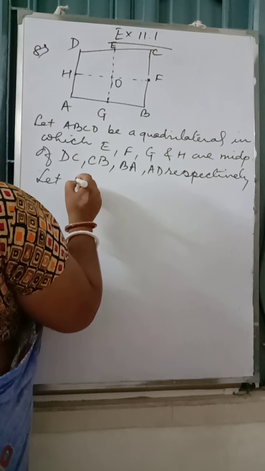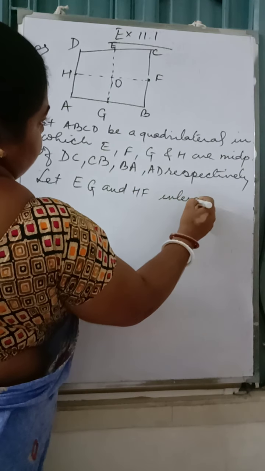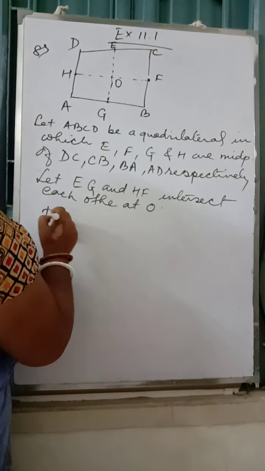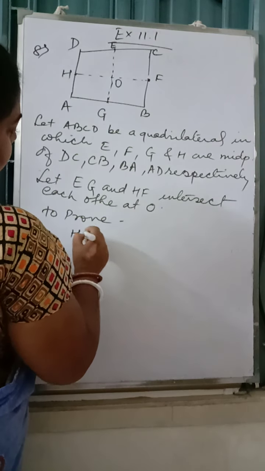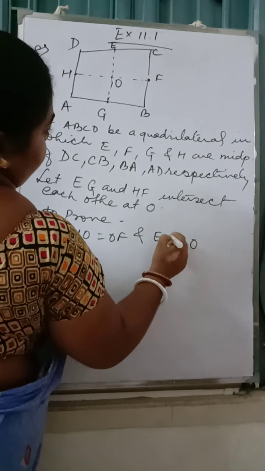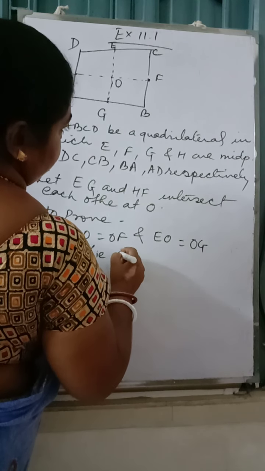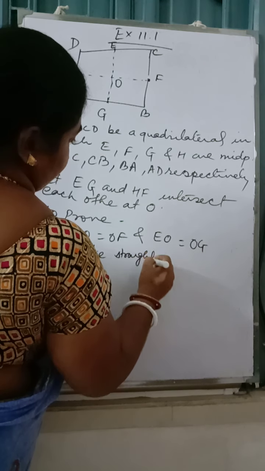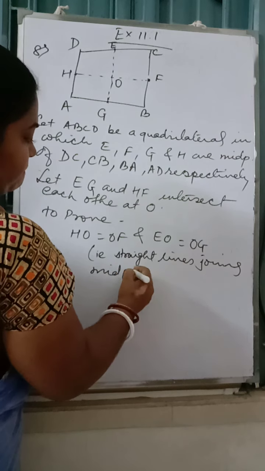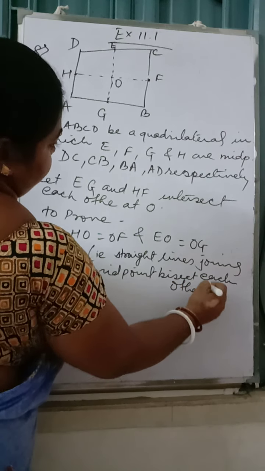Let EG and HF intersect each other at O. To prove: HO is equal to OF and EO is equal to OG. The straight lines joining midpoints bisect each other. This you have to prove.